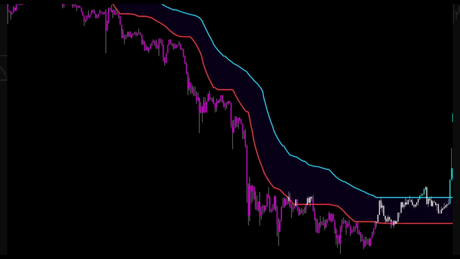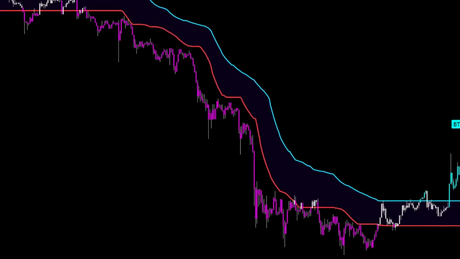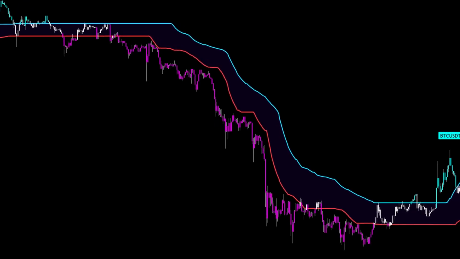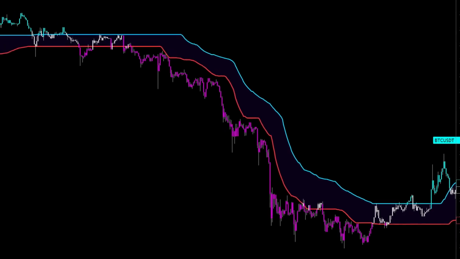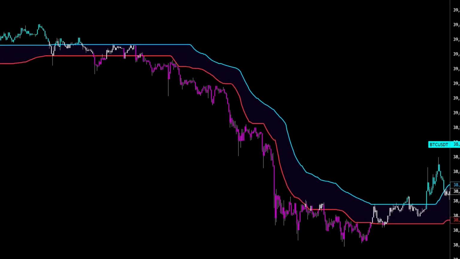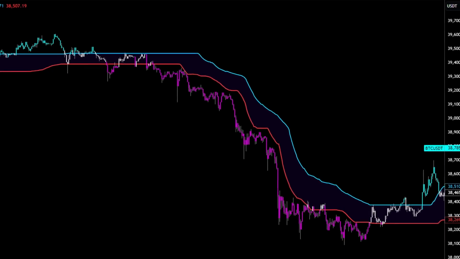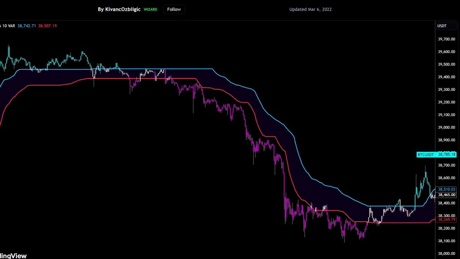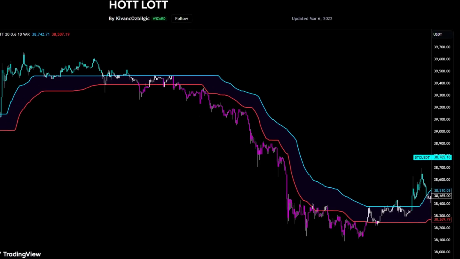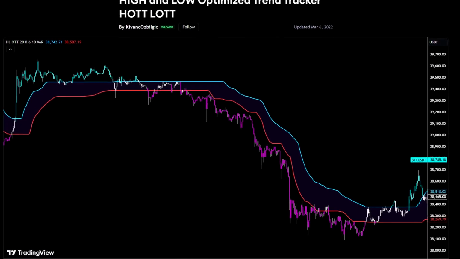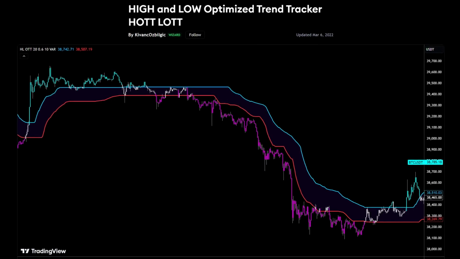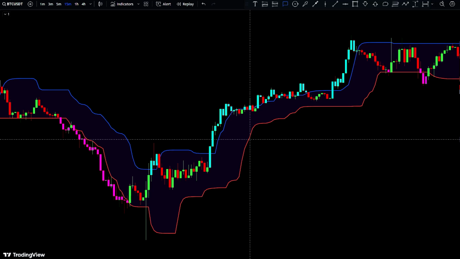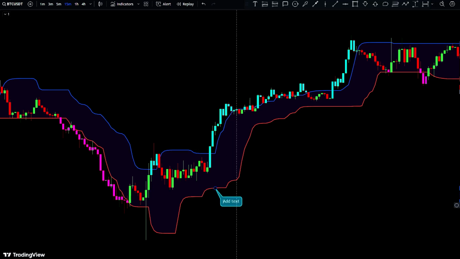Keep watching. Okay, so you've got the HL OTT on your chart. Now what's the deal with this thing? Think of it like your own personal market decoder. It's constantly analyzing the price action, looking for clues about where things might be headed. It turns all the complex data into something super easy to understand. Instead of staring at a confused mess of candlesticks, HL OTT gives you a clear picture of the overall trend. It takes the guesswork out of market analysis. Pretty cool, right?